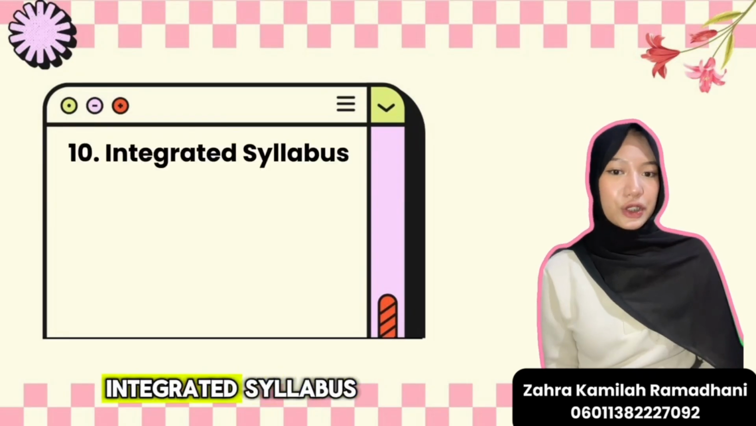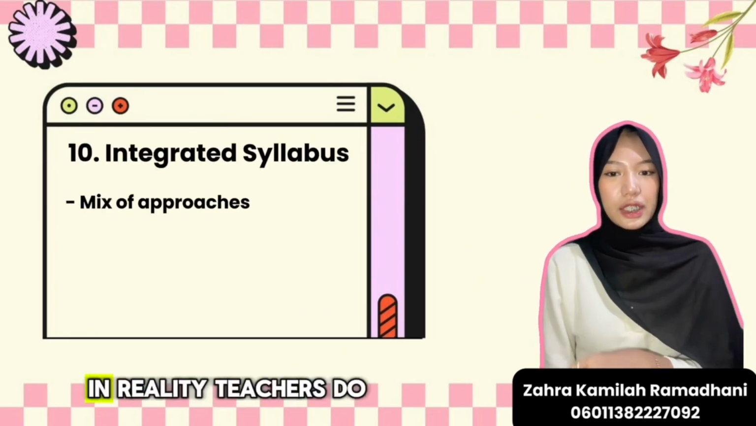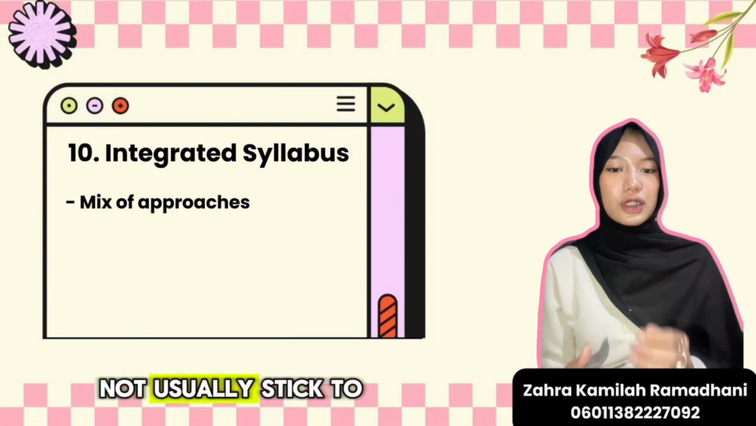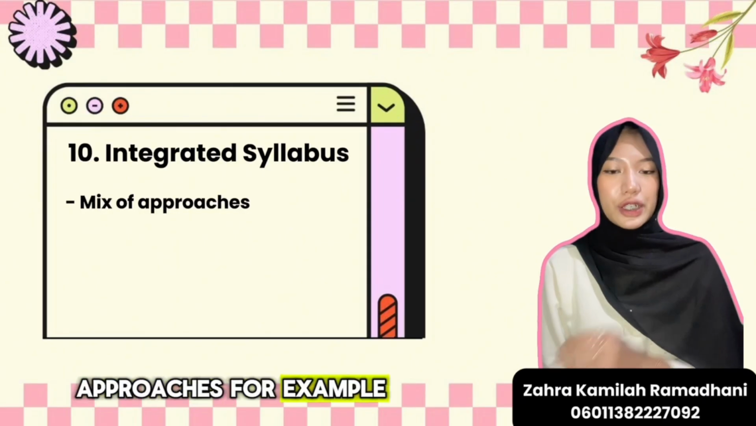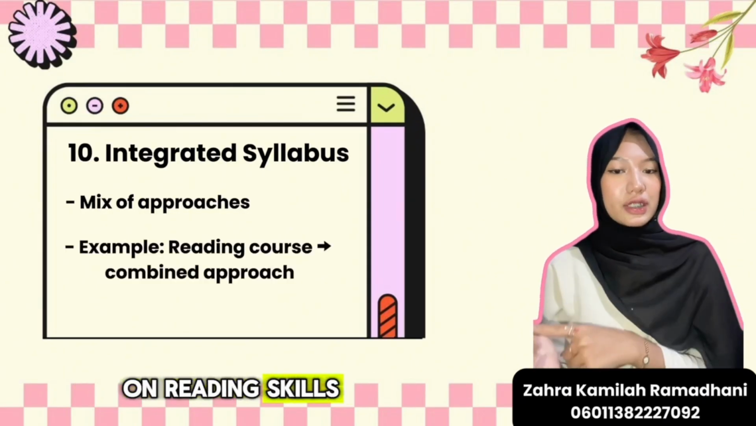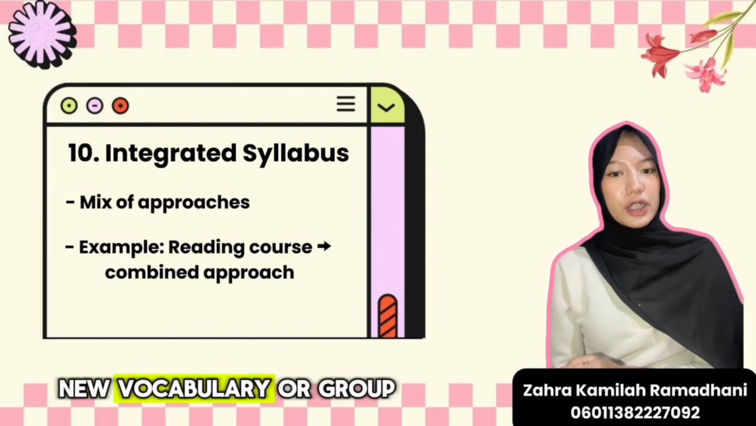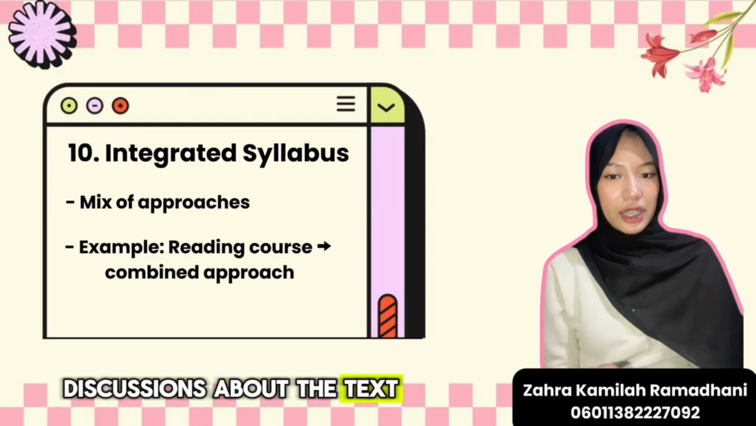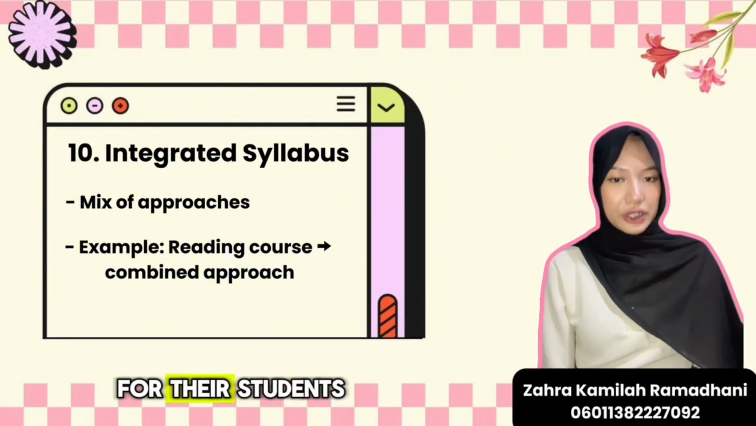And the last is the integrated syllabus. Integrated means mixed or combined. In reality, teachers do not usually stick to just one syllabus type, but they combine several approaches. For example, in a reading course, the teacher might focus on reading skills, but also throw in some grammar points, new vocabulary, or group discussions about the text. And it lets teachers choose whatever works best for their students.